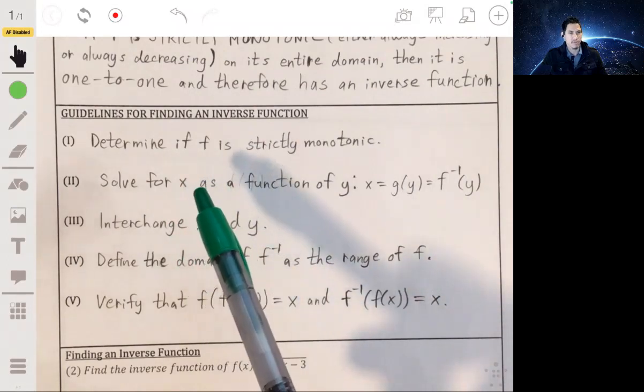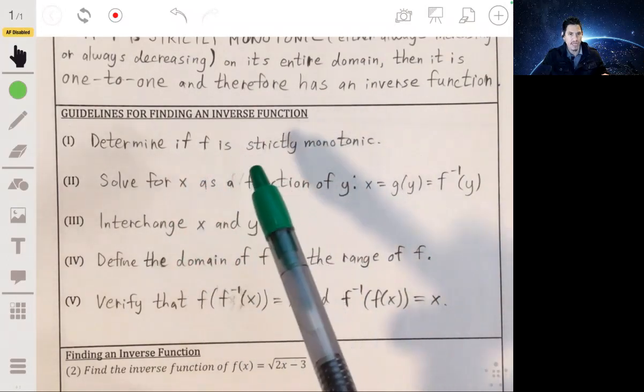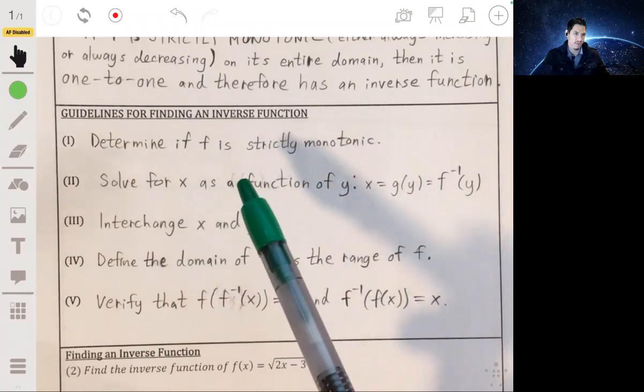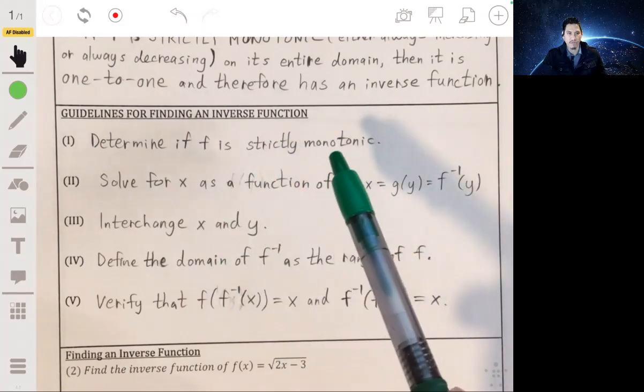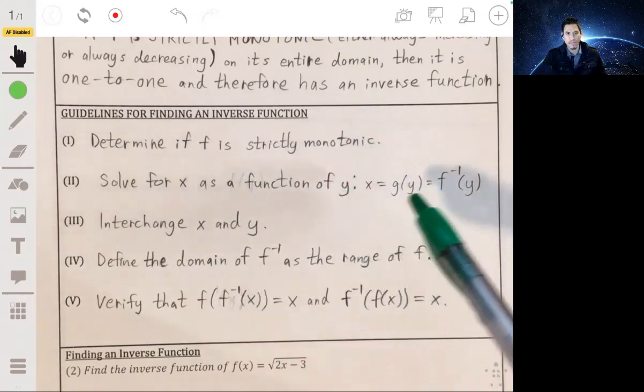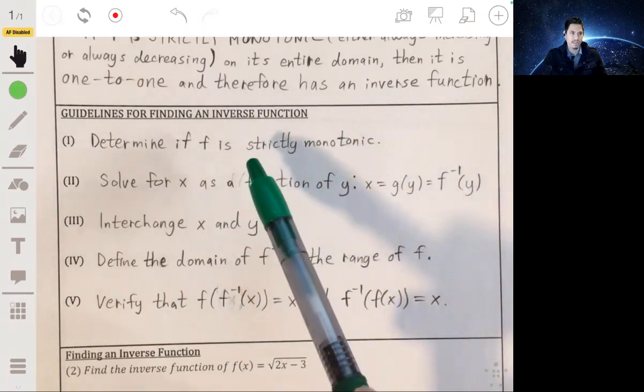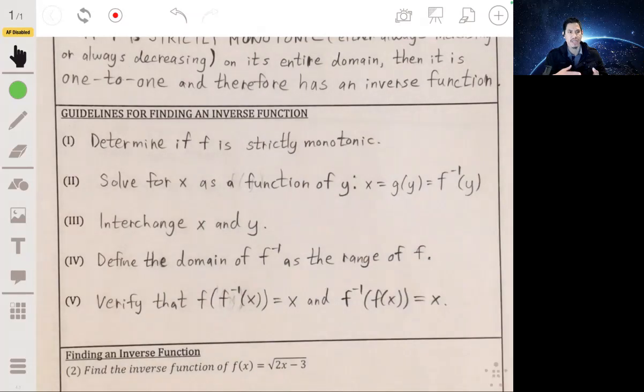sometimes maybe in algebra 2, you probably learned to swap x and y. Basically, you want to swap x and y, or think of it as solving for x in terms of y. This is more the formal way to look at it, but it's really like steps 2 and 3 are kind of basically the same thing.